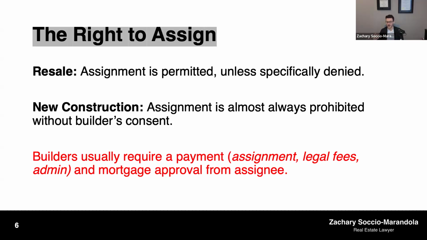So typically they require an assignment fee. They may include legal fees. They always have an admin fee, which you have no idea where they pull these numbers out from. They also usually want some sort of approval on the assignee. And the most typical one is a mortgage approval by that assignee.